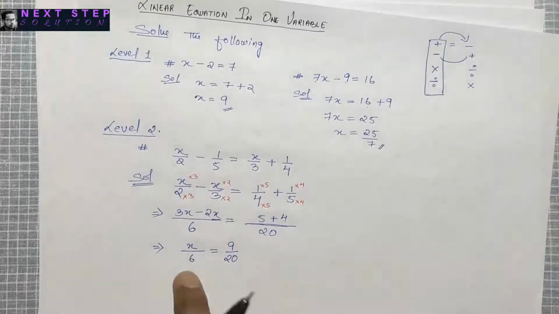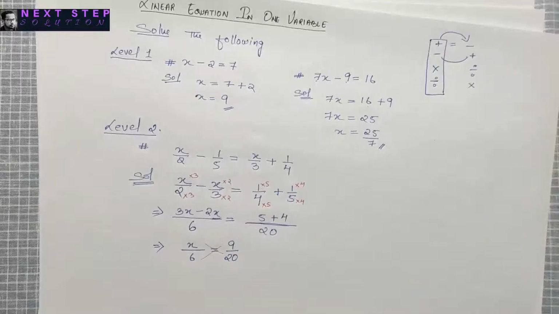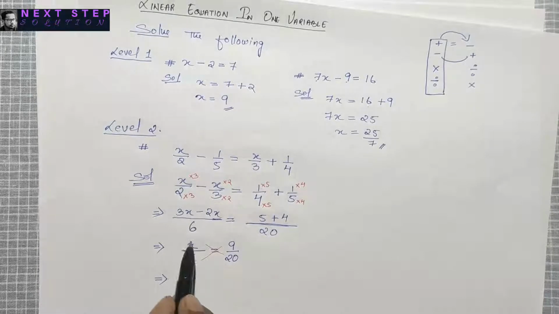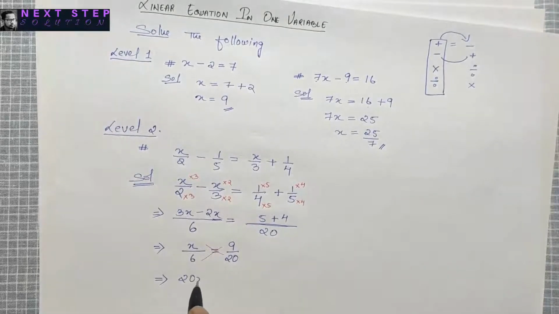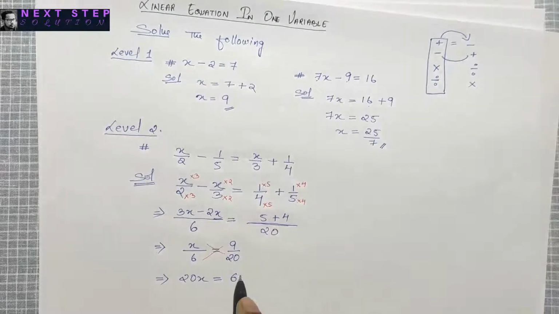Now when we have a fraction equals to another fraction, equals to is in between, we need to cross multiply them. Now x will be multiplied with 20. 20 into x will give you 20x. Equals to 6 will be multiplied with 9. 6 into 9 I'll write down here.